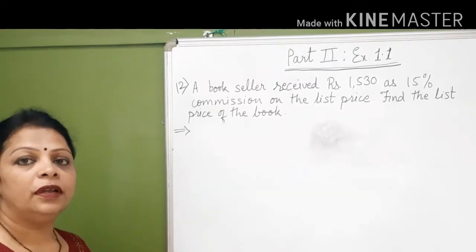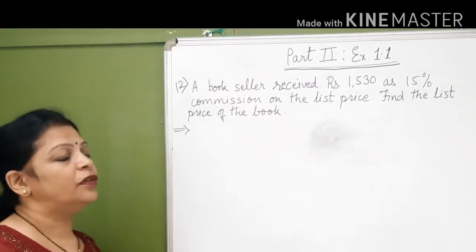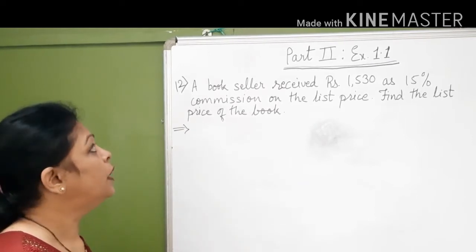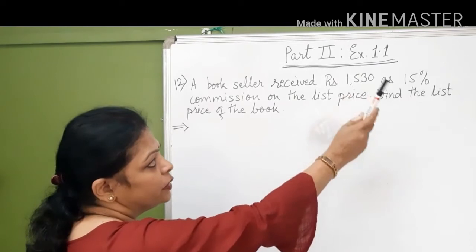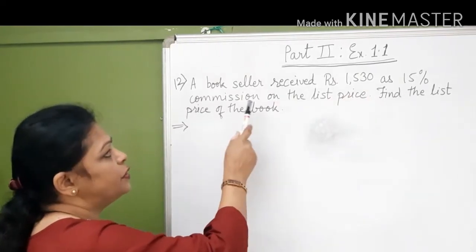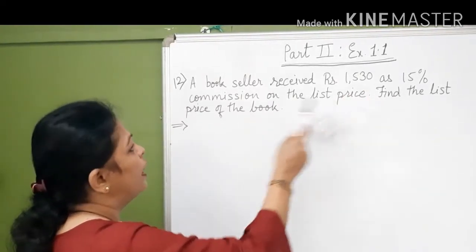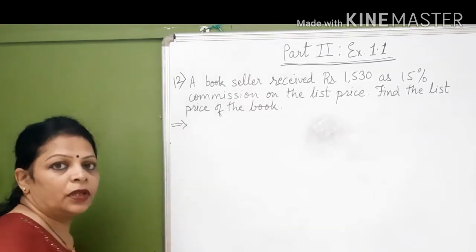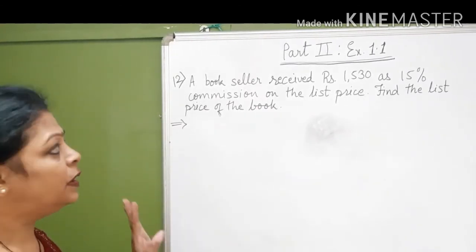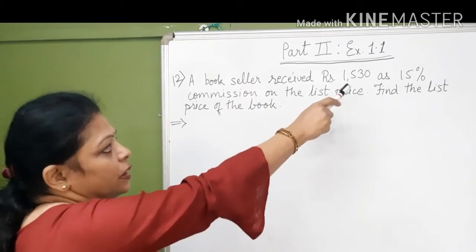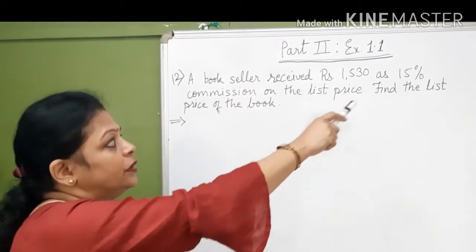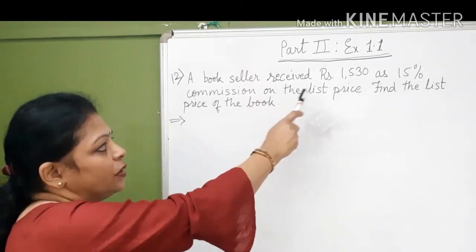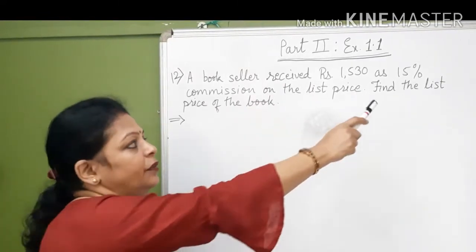So students, let us start with the 12th sum of exercise 1.1. See, a bookseller received rupees 1,530 as 15% commission on the list price. Find the list price of the book. Now this is a very simple sum. See what they have given. They have given the commission received and they have given the rate of commission. Now this 15% commission is given on the list price of the book and we have to find the list price of the book.